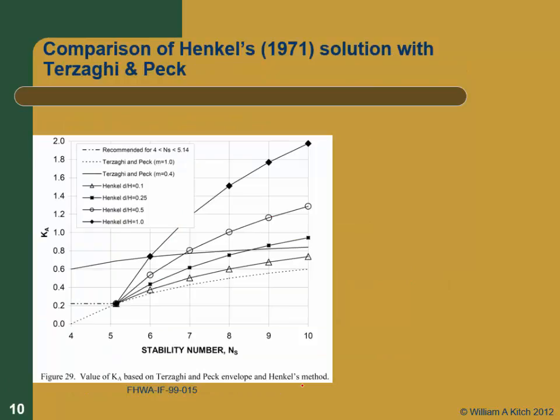but we are going to talk about his data. So if you plot Hinkle's data as the lateral earth pressure coefficient as a function of the stability number. Remember, the stability number is, let's see, I got to get this straight. N is gamma H over Su, right?